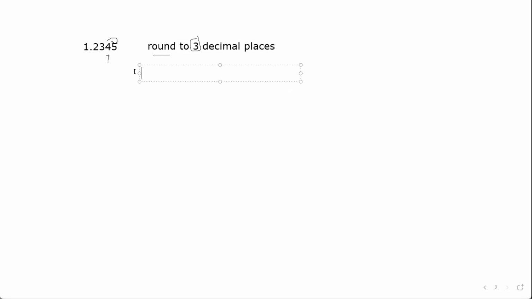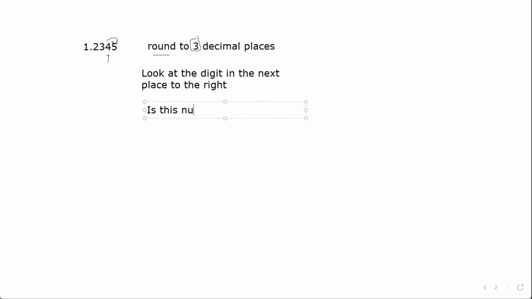But the rule is the same. You look at the digit, meaning the individual number, in the next place to the right. And you ask yourself a question: is this number that you're looking at 5 or larger? That's going to be a yes or no question. Either it's 5, 6, 7, 8, or 9, or it's not. Is this number 5 or larger?